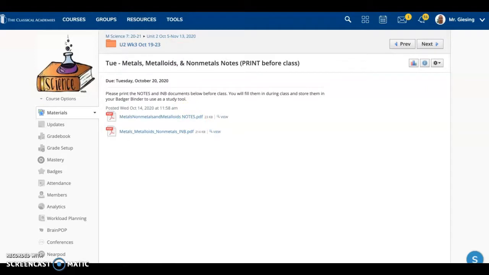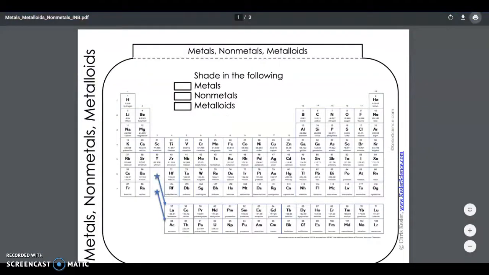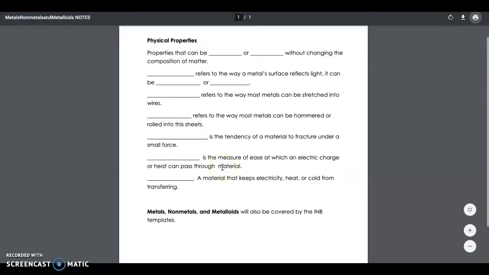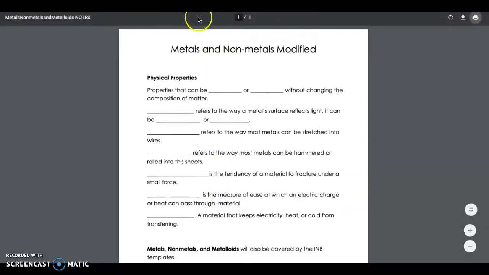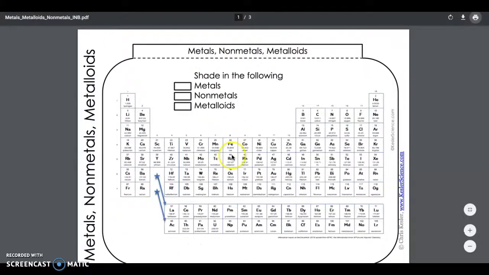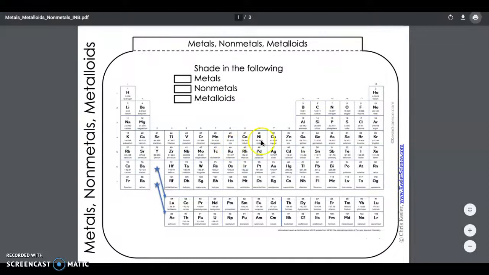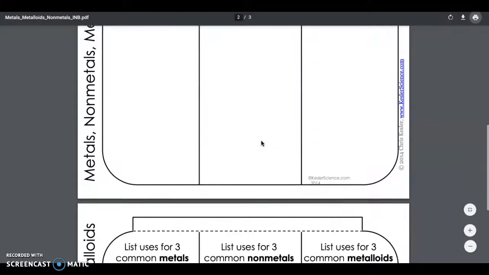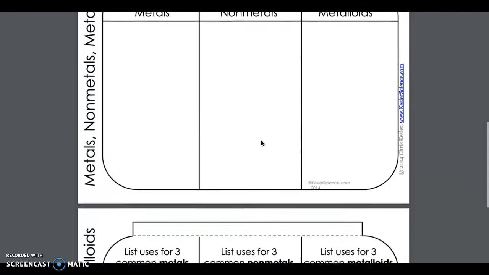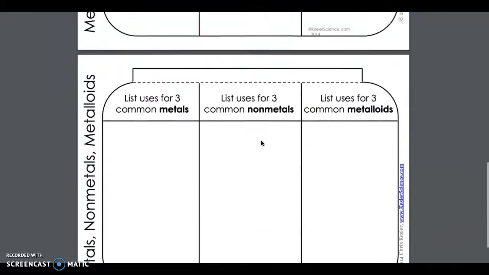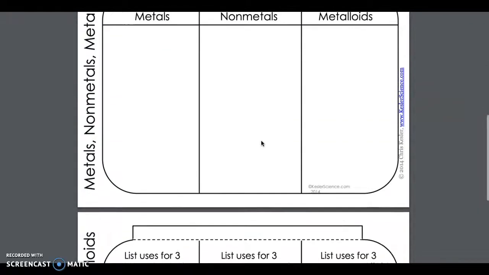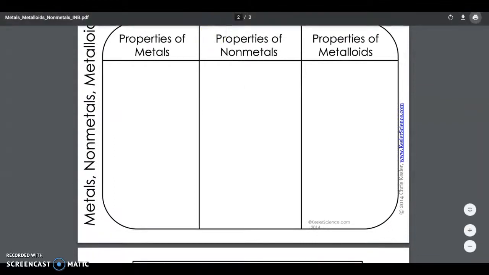And if you look at those, the first one is called Notes, and that's this one here. So you should have this printed out. And then the second one is called I and B. It's got 3 pages in there. One is a periodic table, and then it's got these 2 pages with 3 columns in there. And I'll show you what we're going to be doing with those in just a moment here.